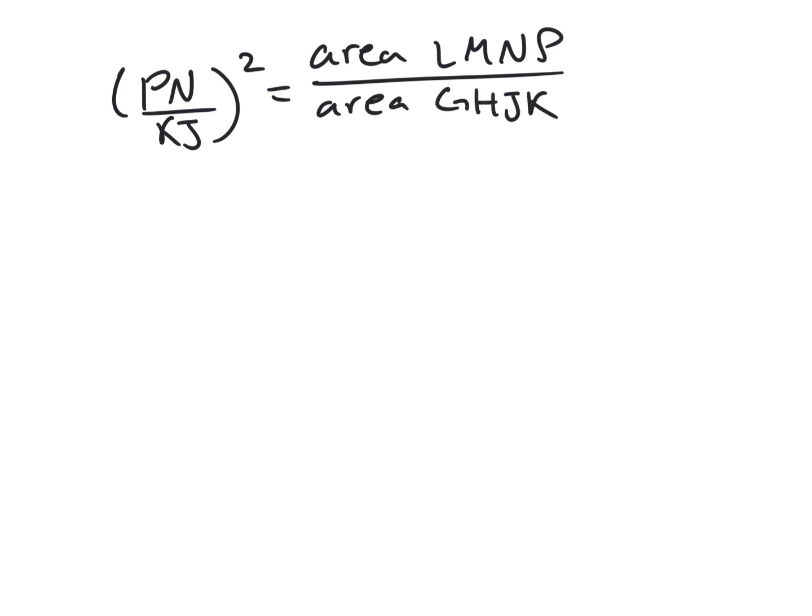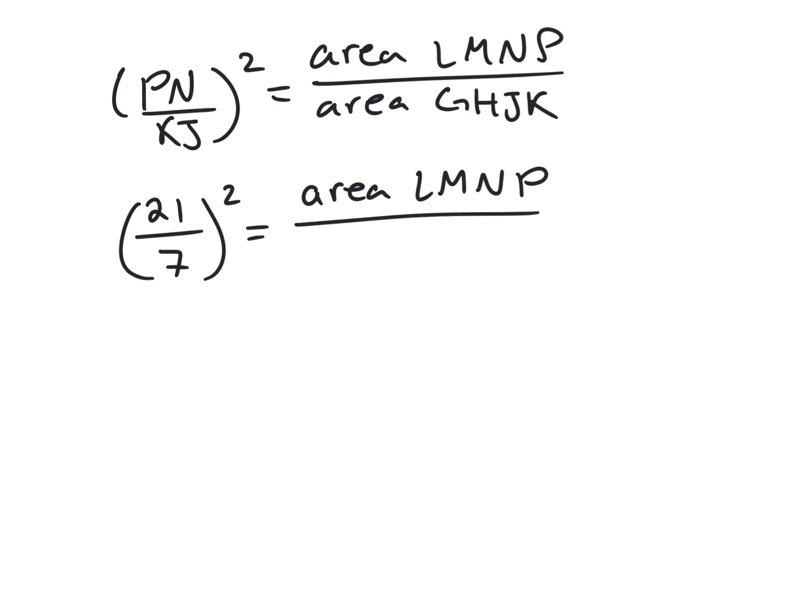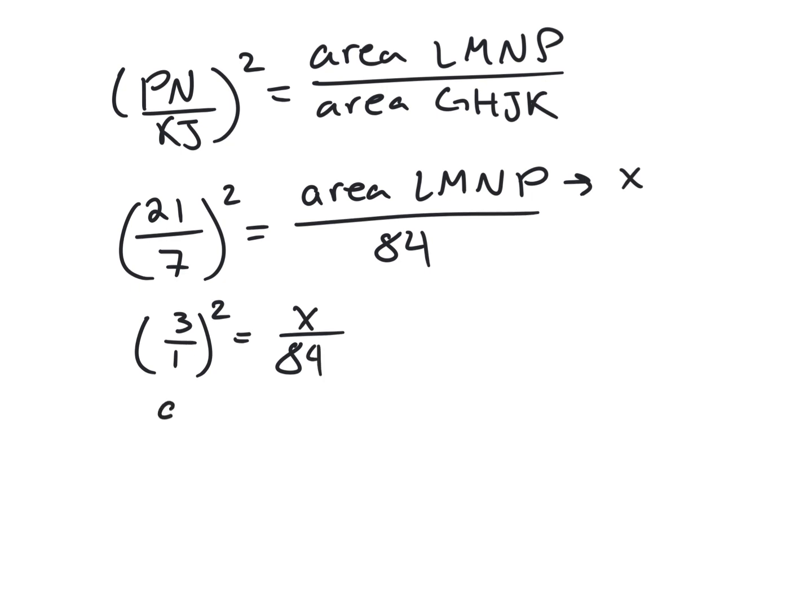GHJK. So we know PN is going to be 21, and we know KJ is going to be 7. That's going to be squared, equals the area that we're looking for, which is LMNP, over the area that we have, which is 84, which is in the picture. Now, before you do anything else, I'm going to simplify the 21 over 7. It's going to simplify to 3 over 1 squared, equals, I'm going to change the area of LMNP to x over 84, just to make it a little easier. So we're going to end up with 9 over 1 equals x over 84.